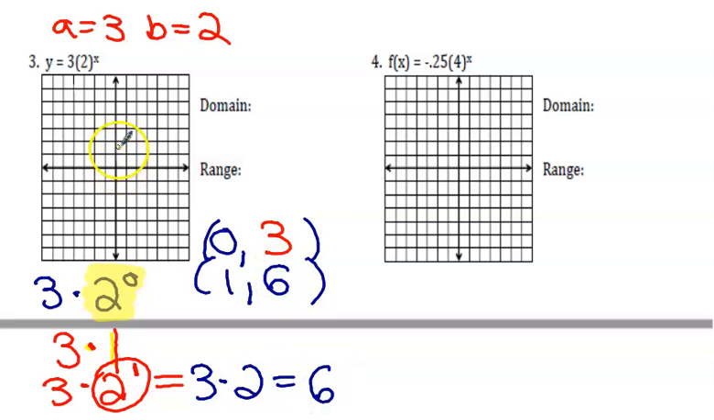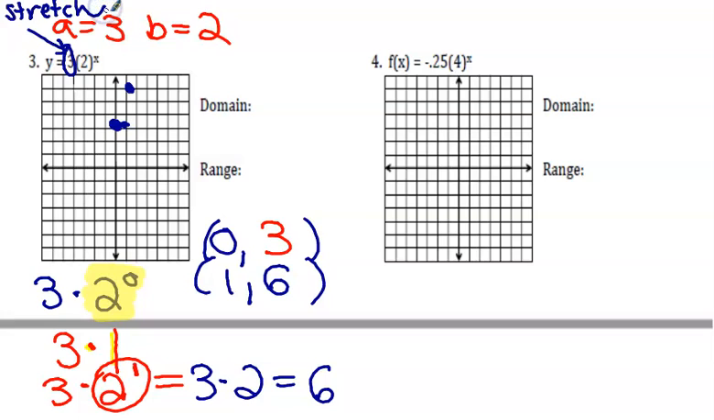So let's try this. So 1, 2, 3. And then over 1 up. 1, 2, 3, 4, 5, 6. All right, so it shifted. It went up, and it's going to stretch because of the 3. Okay, so it just kind of looks different up here because of the stretch.